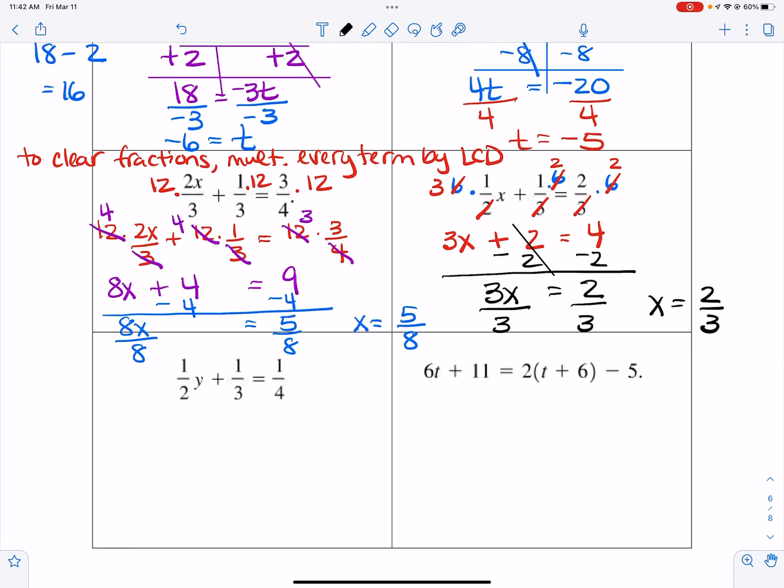All right, the last fraction problem we have, we're going to multiply everything by 12 because the least common denominator is going to be 12. And so I'm actually going to write this one out just so I have a little bit more room.